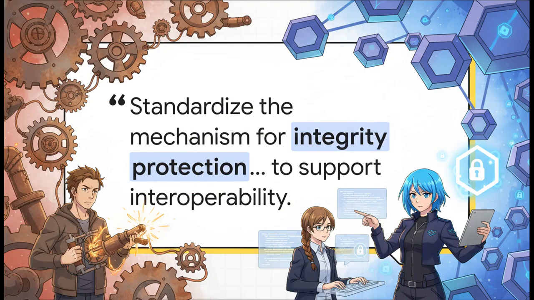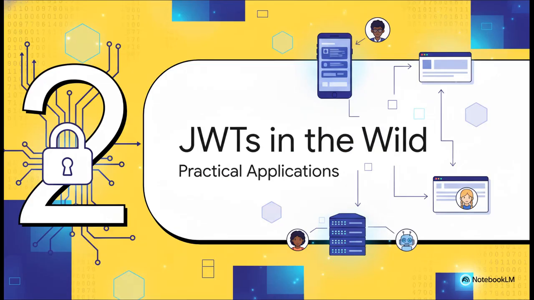And this need for compactness and safety didn't just appear out of thin air. Before JWTs, it was kind of the Wild West. Companies were building their own ad hoc, frankly clunky solutions to pass data around. So back in 2011, the JSON Object Signing and Encryption, or JOSE, working group formed. Their entire mission was to standardize this process to support interoperability. They wanted a simple format that everyone could just agree on, and that eventually evolved into the JWT standard we rely on today. Moving right along to Section 2, JWTs in the wild.